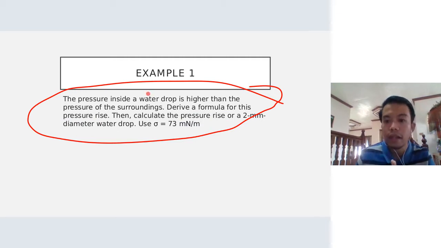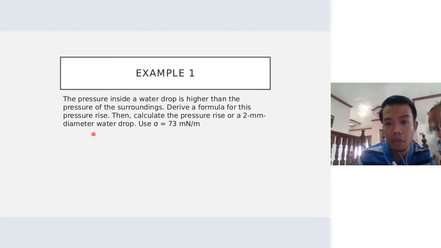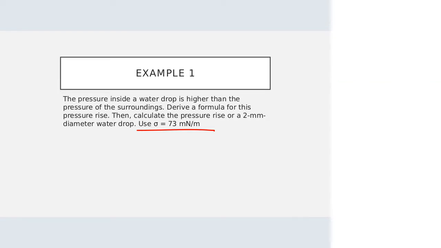let's read first. So example 1, the pressure inside a water drop is higher than the pressure of the surroundings. Derive a formula for this pressure rise. Then calculate the pressure rise for a 2 millimeter diameter water drop. Use the surface tension 73 millinewton over meter. Okay, so let us solve this one. I will share my other camera.